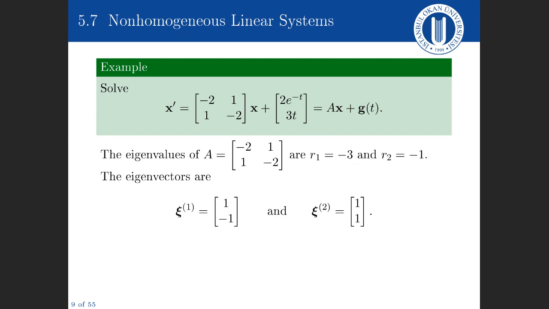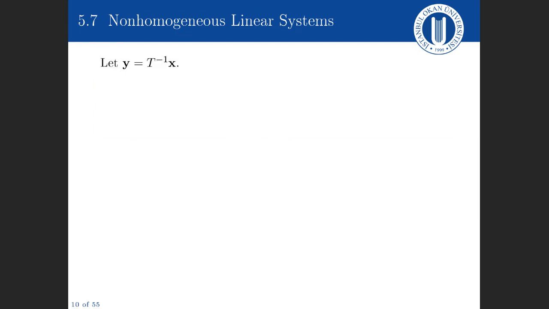So we can write down T and D. T must be [1, 1; -1, 1]. That's first column, first eigenvector, second column, second eigenvector. And I'll just tell you that the inverse of this matrix is a half times [1, -1; 1, 1]. Here's the key step. Here's the step we always do when we use this method. Let y be T inverse x.